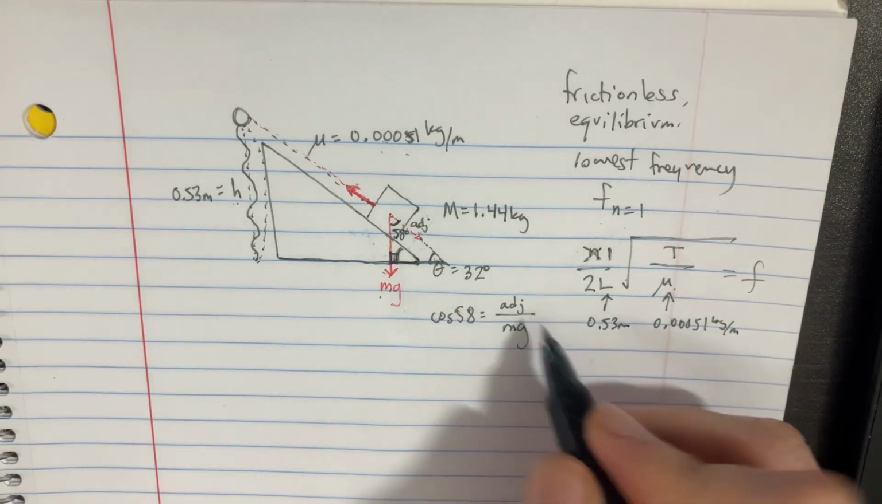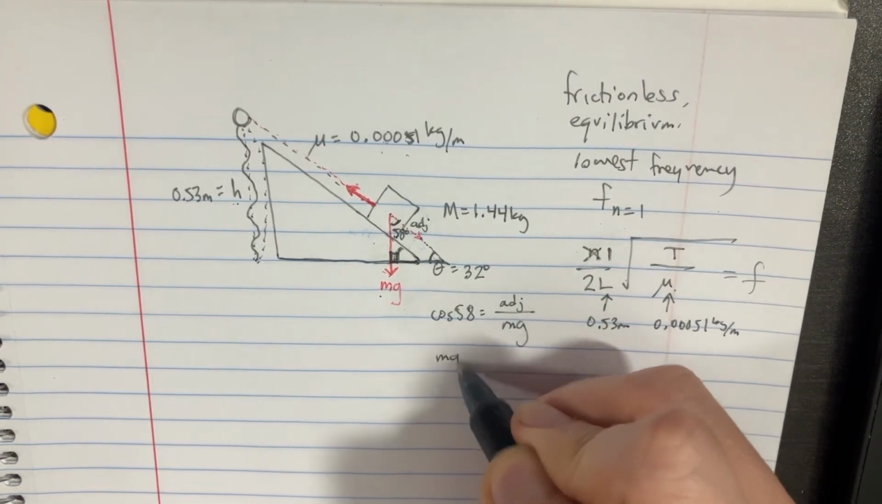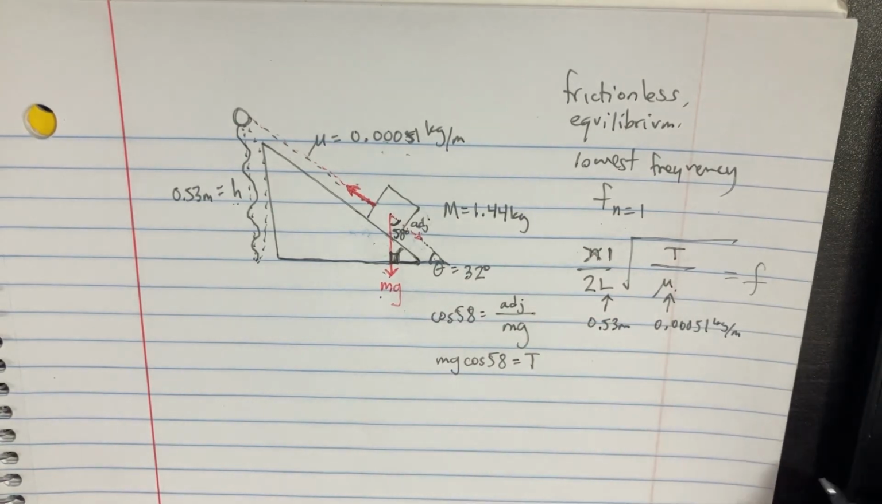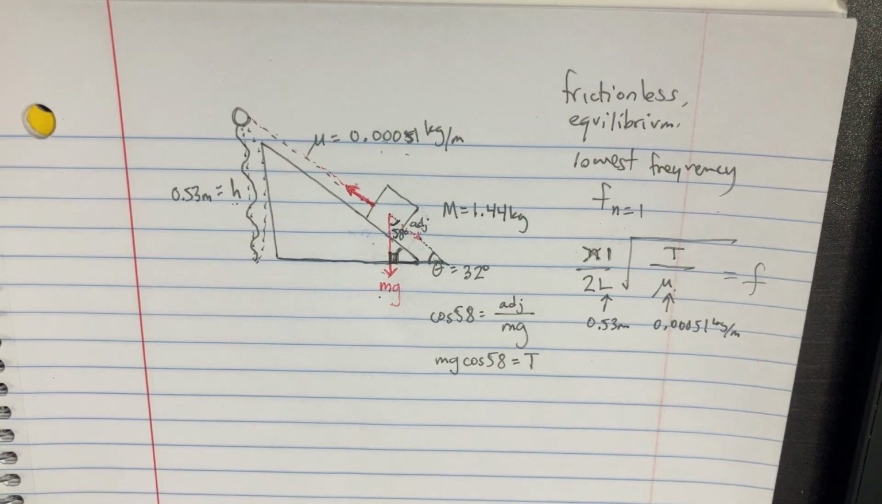So let's solve for our adjacent side. That's going to be the tension. So mg cosine of 58 equals the tension. So let's just plug that in there and see if we can use the calculator for that.